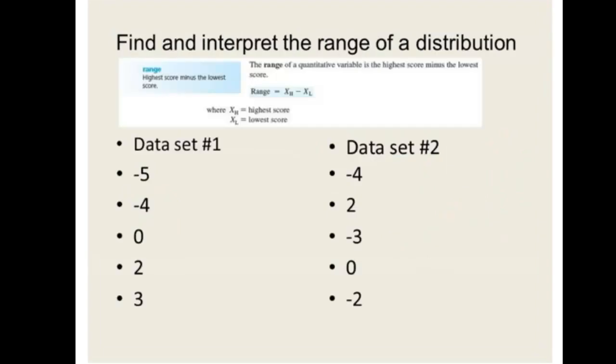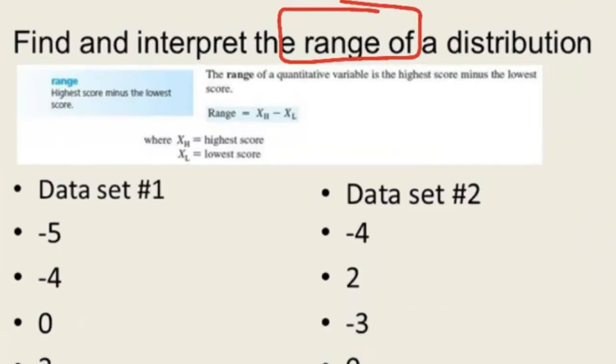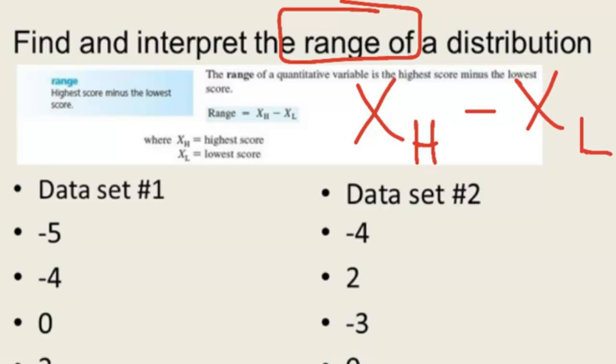Instinctively, we looked at a characteristic of the two datasets on the previous slide called the range. The range of a quantitative variable is the highest score minus the lowest score, where x is again the symbol for score, and the subscripts h and l are used to designate high and low.